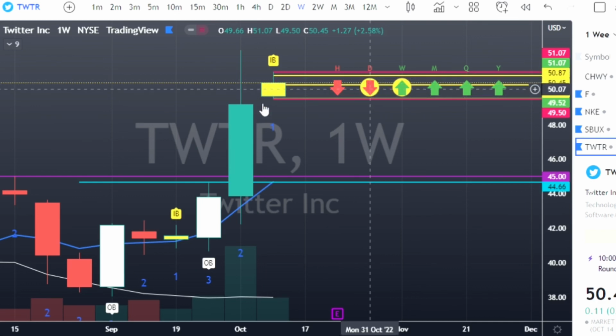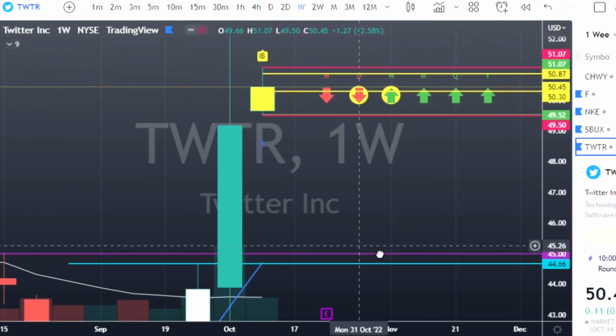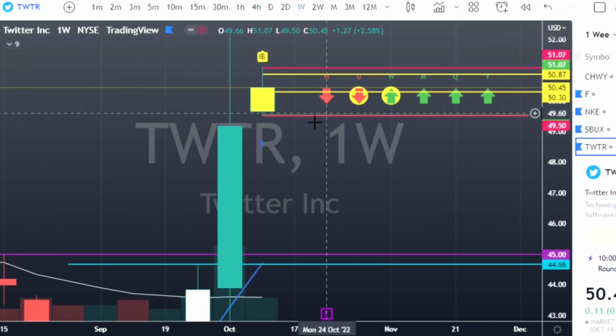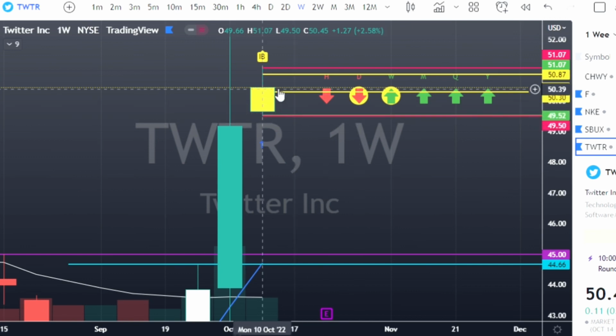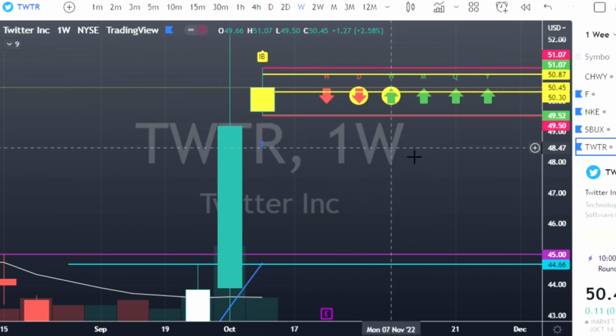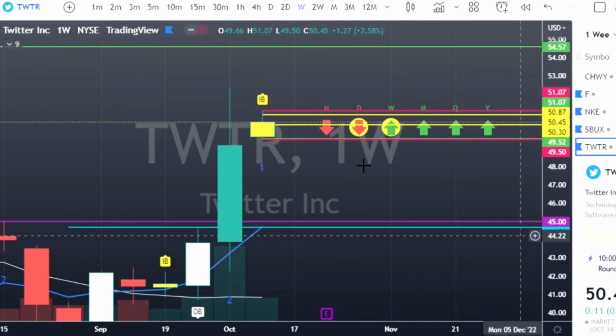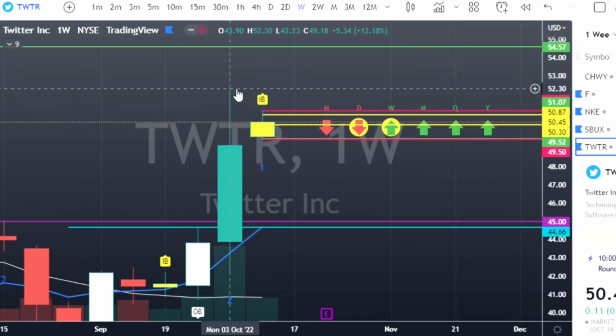Okay, so can we call that a little bit of a shooter candle or an inverse hammer? I guess so. So we can look for puts on this weekly inside bar at 49.50 or calls at 51.07. Targets would go to the top of this wick for calls, bottom of the wick for puts.